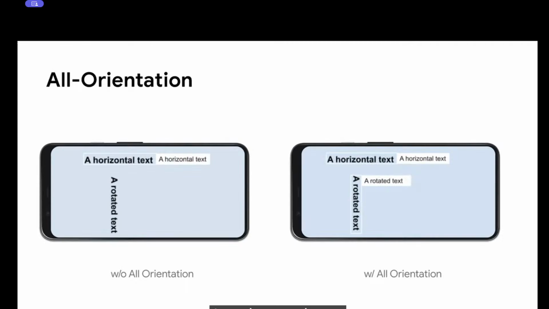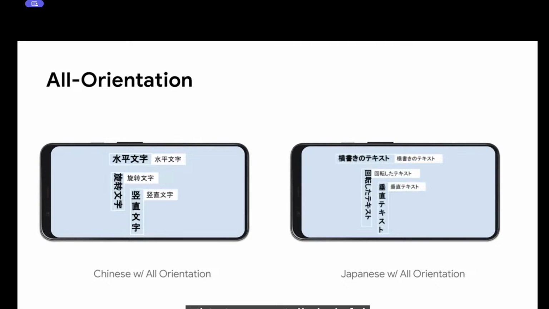Last but not least, V2 recognizes text written in all orientations. Here, a piece of Latin text that has been rotated 90 degrees can be recognized in V2, but not in V1. This is especially helpful for scripts that are commonly written vertically. With these Chinese and Japanese scripts, horizontal text, rotated text, and vertical text can all be recognized. All orientation requires more computing resources and is currently offered in the 4 new script options.